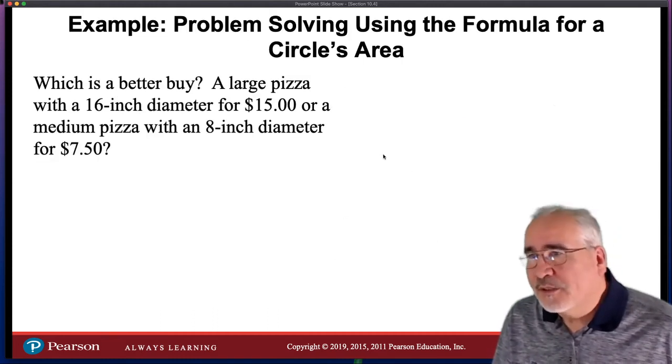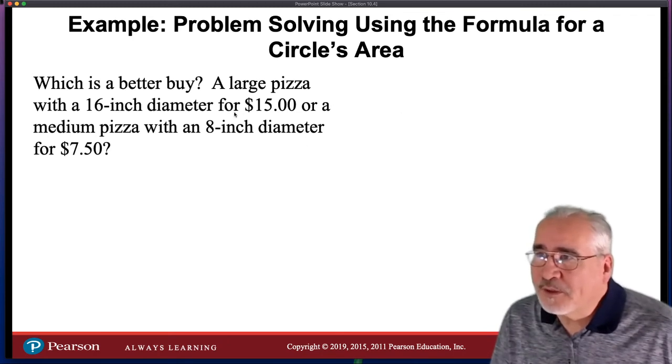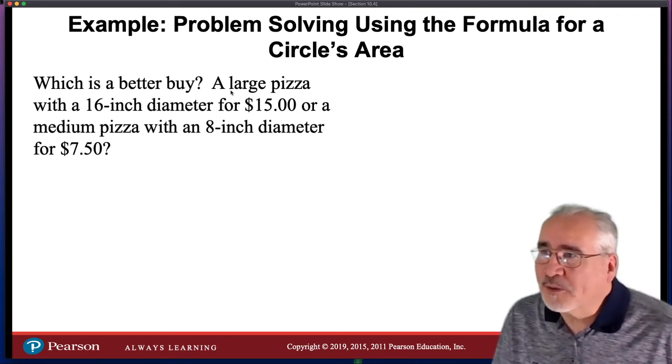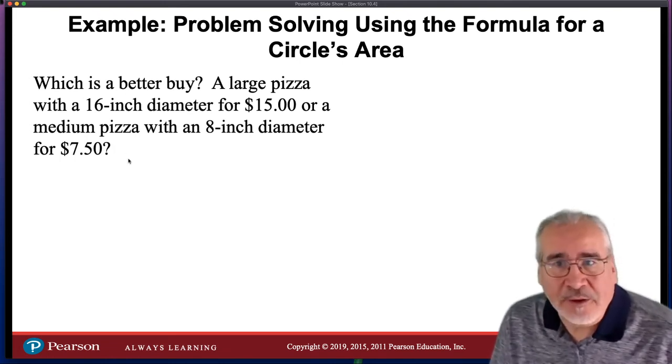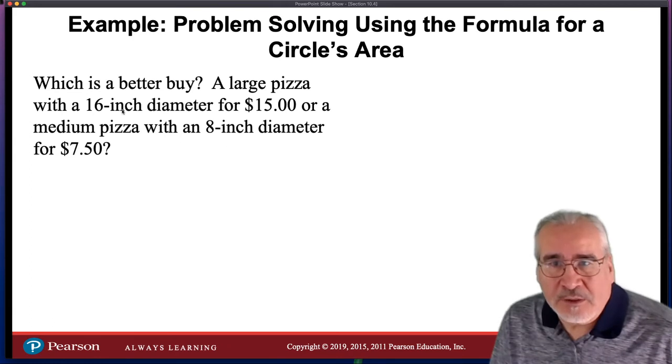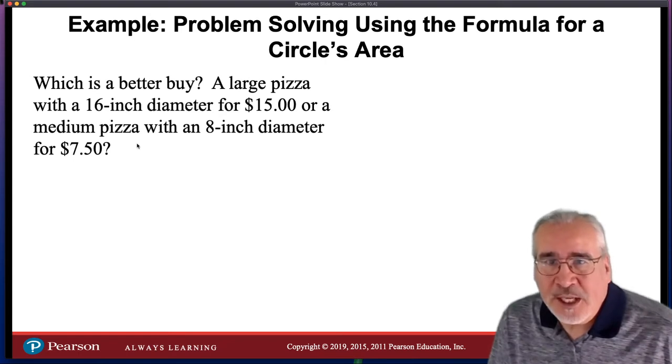Okay, so here we can use it to solve, like, we've got 2 pizzas to order. Which one's the better deal? So one pizza has a 16-inch diameter and costs $15. A medium has an 8-inch diameter and costs half. Okay, it looks like it's equally half. This is like half the size, 8-inch diameter versus 16-inch diameter.